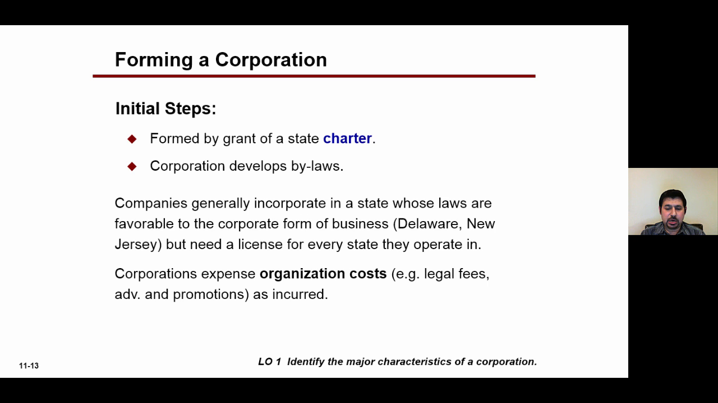So, like we said, the companies are formed by grant of state charter, and then the company will develop their own internal bylaws. Those are the internal rules and regulations for conducting operations, and basically the company's rules, the company's policies, etc. Companies expense organization costs, such as the fees to the legal firms or the attorneys who help the company incorporate, etc. So companies expense these costs as they are incurred.